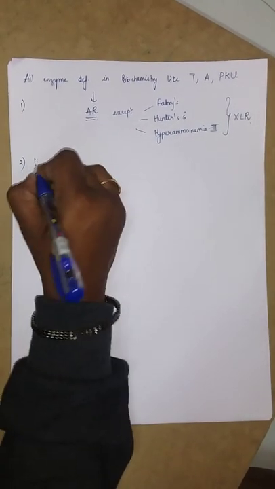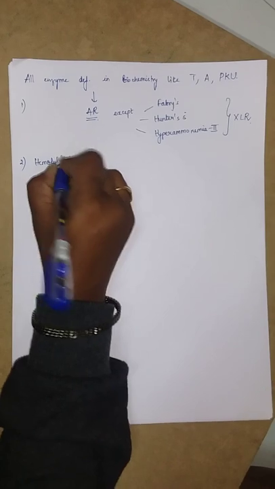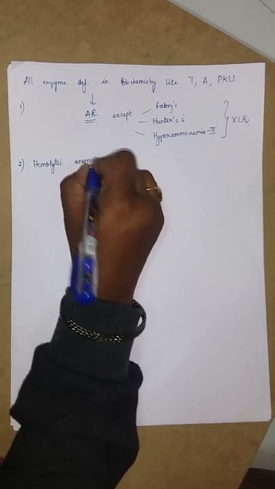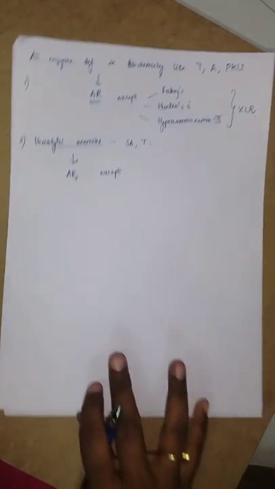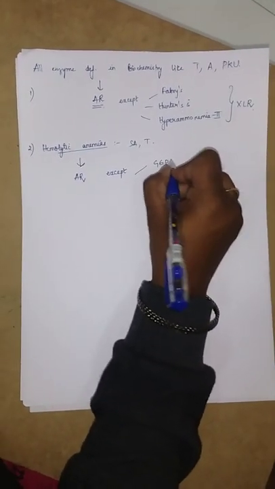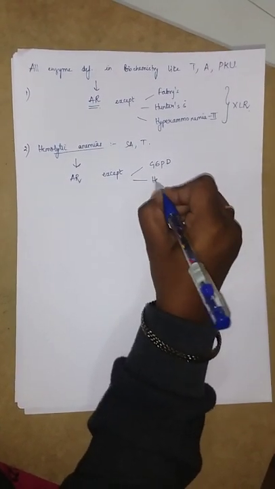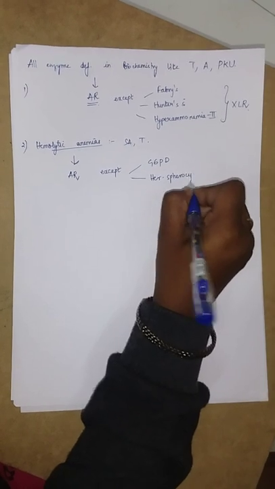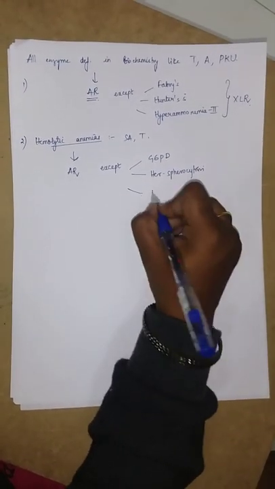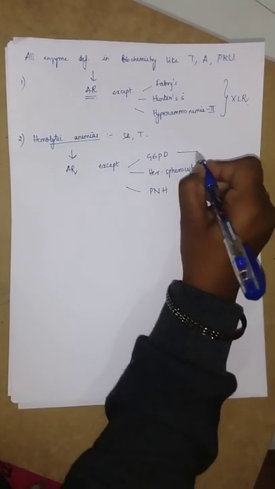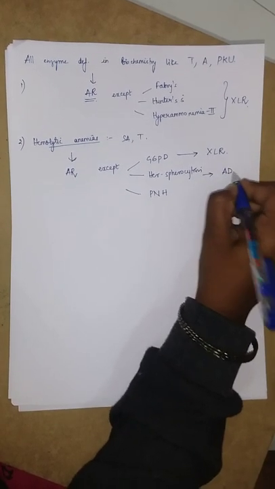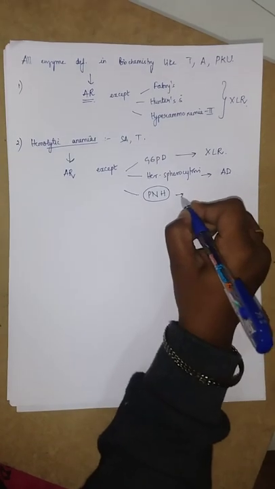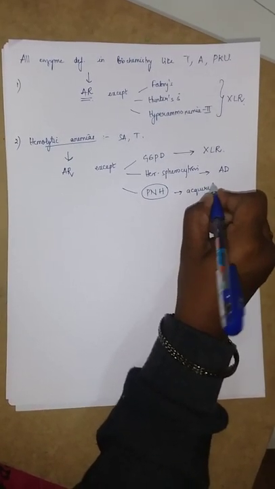Next, coming to hemolytic anemias. Hemolytic anemias such as sickle cell anemia, thalassemia and so on. All these are inherited via autosomal recessive pattern except three hemolytic anemias which include G6PD deficiency, that is glucose 6-phosphate dehydrogenase deficiency, hereditary spherocytosis and paroxysmal nocturnal hemoglobinuria. G6PD is inherited by X-linked recessive pattern, hereditary spherocytosis via autosomal dominant pattern, and paroxysmal nocturnal hemoglobinuria is the only hemolytic anemia which is acquired but not inherited one.